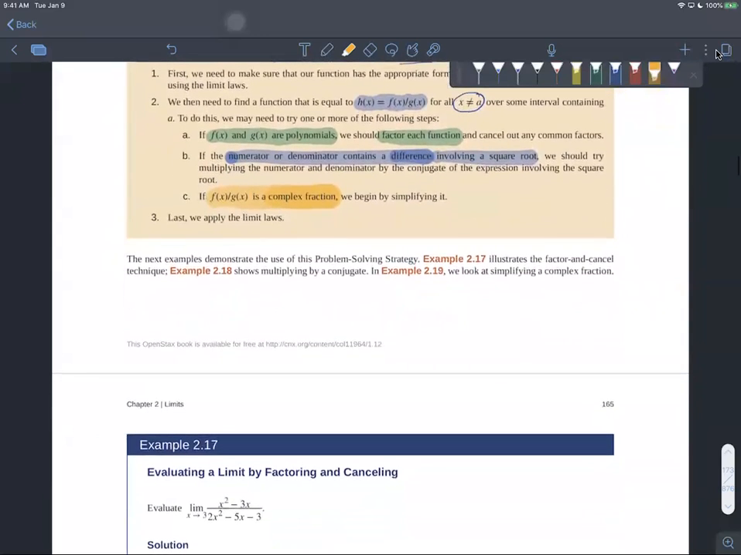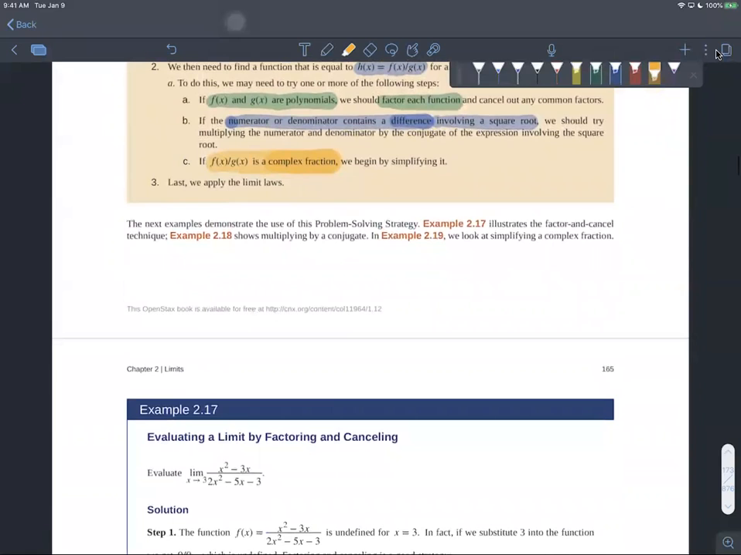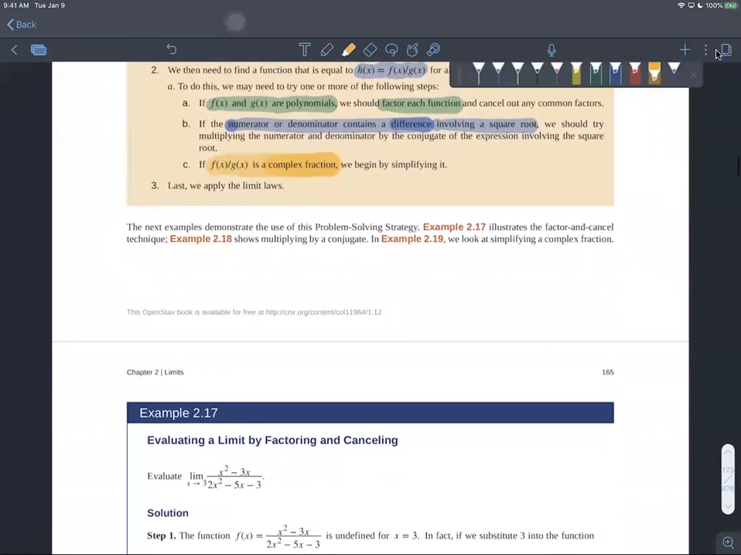Okay, this is a fantastic book here. They give us lots of nice examples. So let's take a look here at 2.17 really quick. So the limit as x approaches 3 of x squared minus 3x over 2x squared minus 5x minus 3.